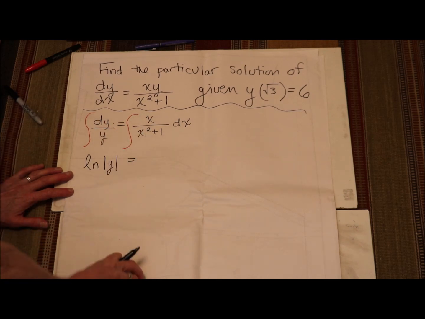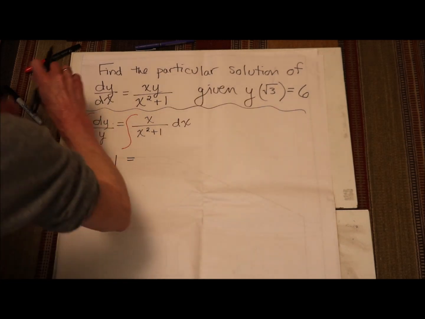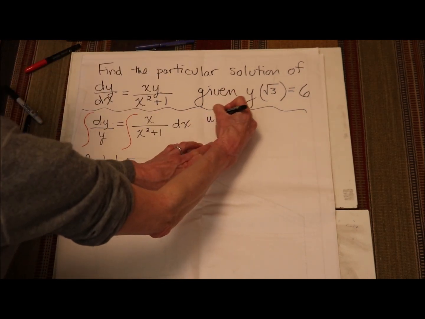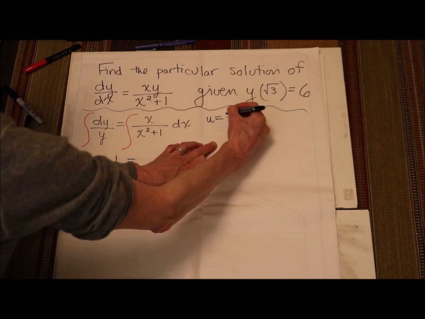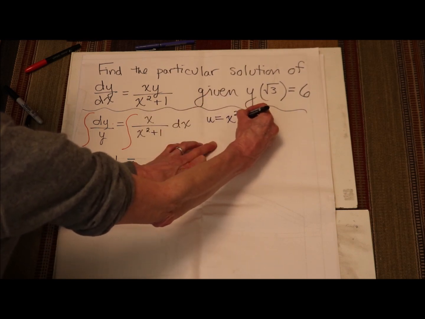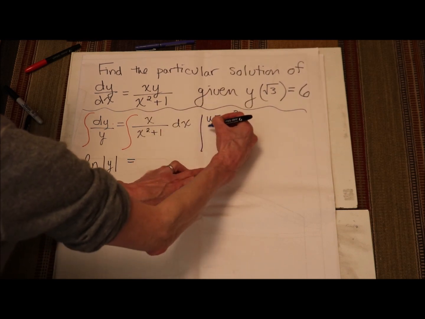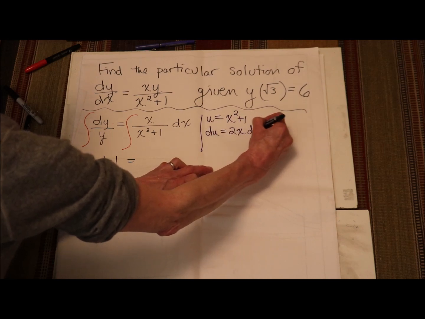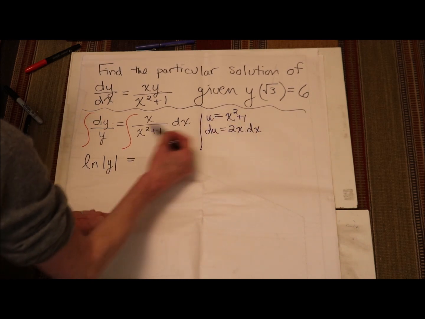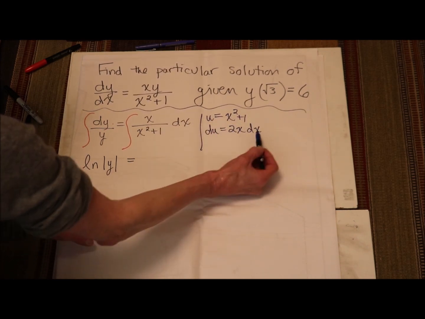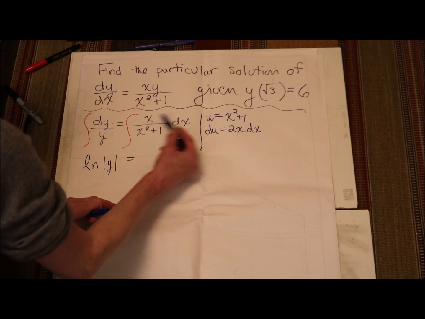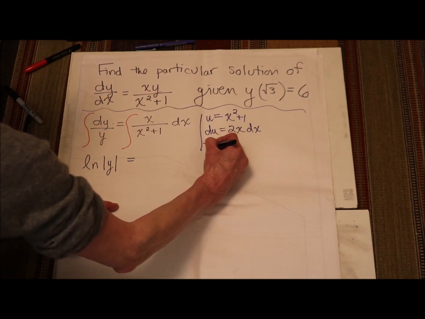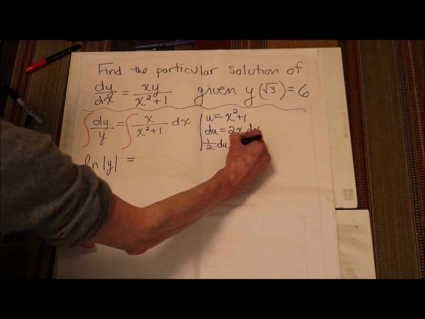This one, I think I'm going to do a little u substitution just to help me. So let's see, I'm going to let u equal x squared plus 1, which means du is going to be 2x dx. Let's see how that helps. So I've got x squared plus 1 taken care of. I have the dx taken care of. I have the x taken care of, but I have that extra 2 that I don't want. So let's just divide by 2.